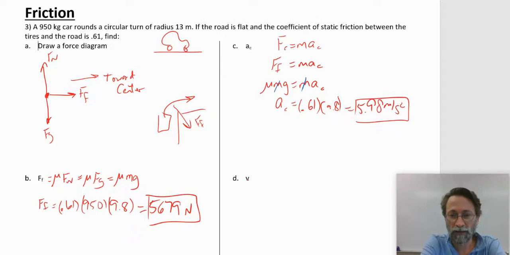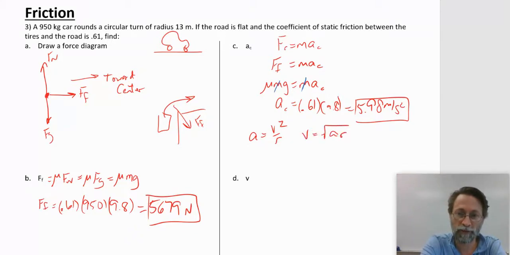Lastly, to find the velocity, how fast can we go around that curve? Then we can take this and say, well, isn't that acceleration equal to v squared over r? And so if I want to find the velocity, I would say the velocity is the square root of a times r, which is going to be 5.98 times the radius of the curve, which is given to us as 13 meters, and then square root it. And we would get that our maximum velocity we could go around that is 8.82 meters per second.